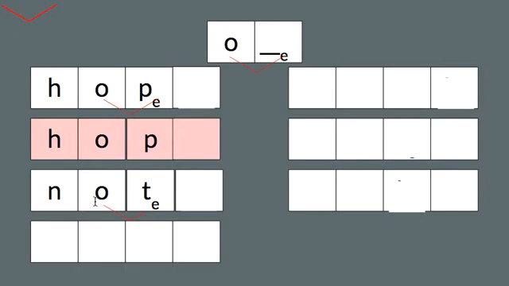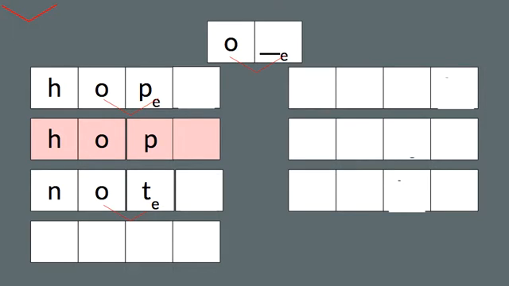Note is spelled N-O-T-E. It follows our pattern because it has the long O sound followed by a consonant and the silent E. Nice job. Let's do another one together. The word is slope. What's the word? Slope. Stretch the sounds with me. S, l, o, p. 4 sounds, we'll use all the boxes.